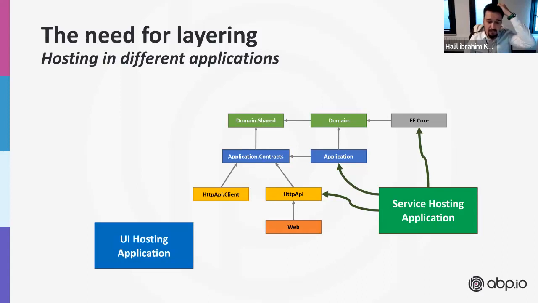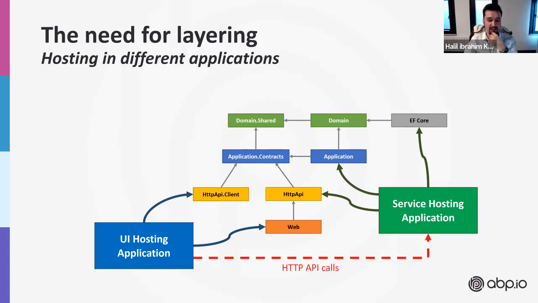If you want to host only the user interface part in a separate application, as you will eventually do in a microservice system, you only need to reference the web package and also the HTTP API client package. In this way, whenever the web layer uses the application service interfaces, it actually performs a REST API call to the service hosting application. You can also place an API gateway between these applications. It becomes like physically separated tiers and becomes a first step to a microservice system.